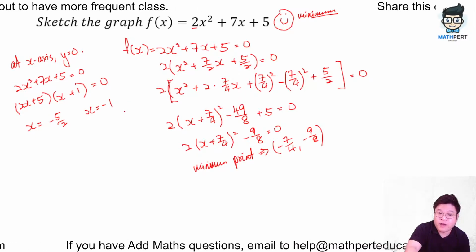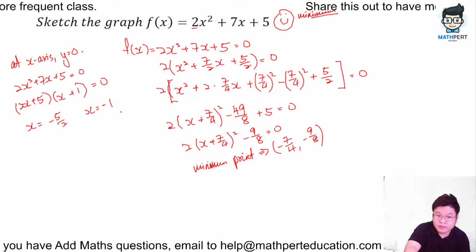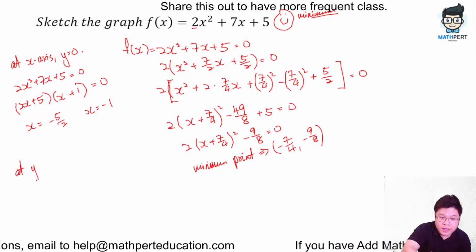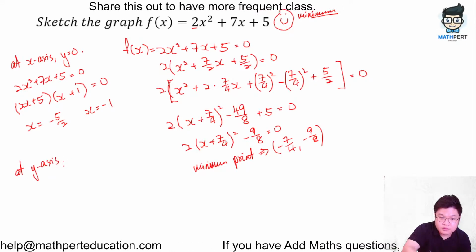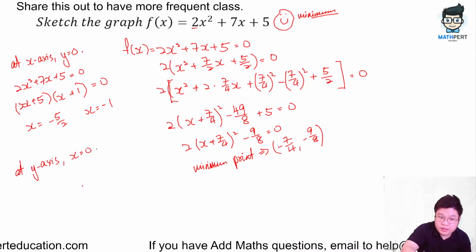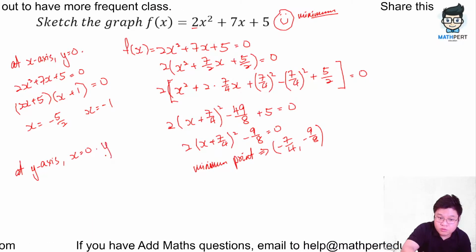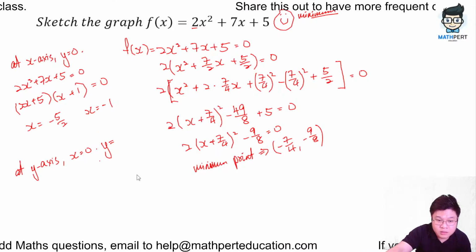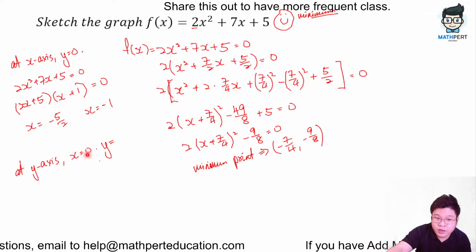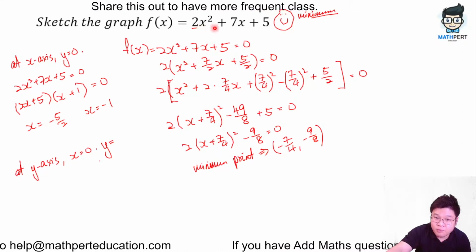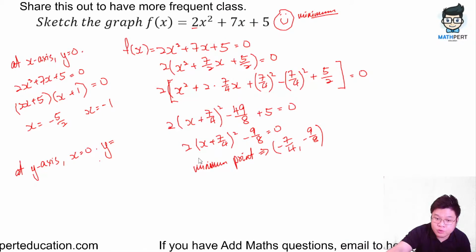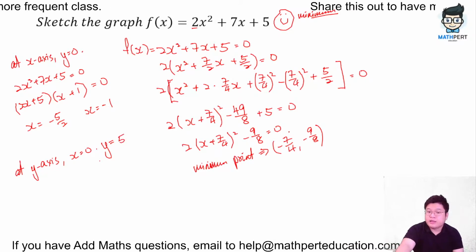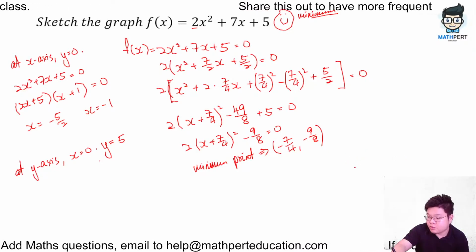Alright, and then we need to find the y part. Okay, the y-axis. At y-axis, x equals 0, isn't it? So when x equals 0, y equals what? You substitute 0. Let me use the pointer. You substitute the 0 over here into the equation over here. 0 plus 0 plus 5. So y will be equal to 5. Okay? Then you can start to sketch your graph.